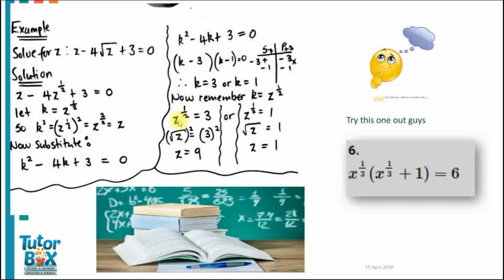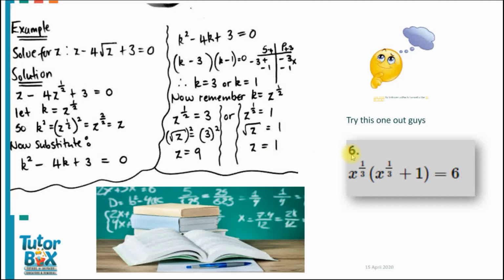Okay, so here you have z raised to the power of half is equal to 3. I change this so that I have the square root of z is equal to 3. Then I square both sides because I want to get rid of the square root. So I'm now left with z is equal to 9. And then I do the same thing here. I get z is equal to 1.